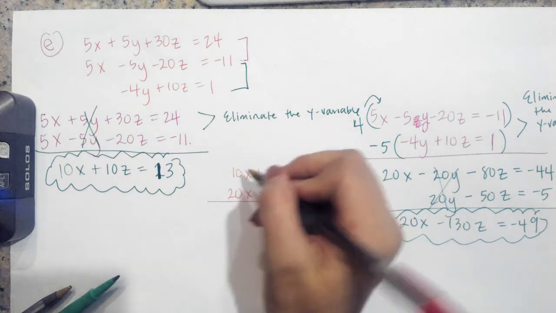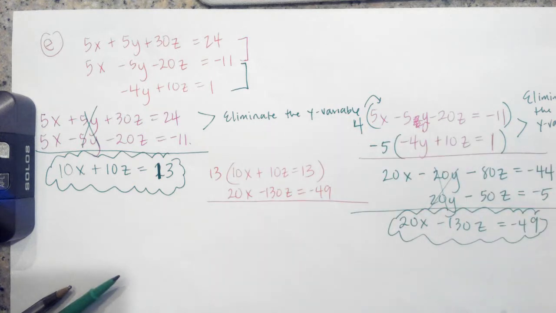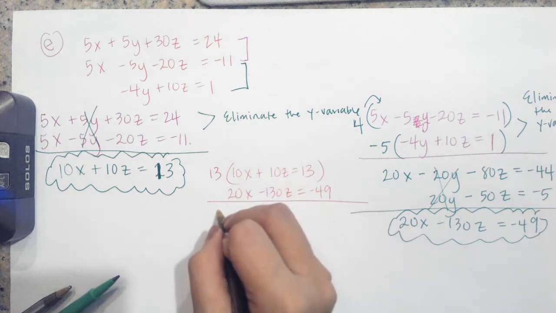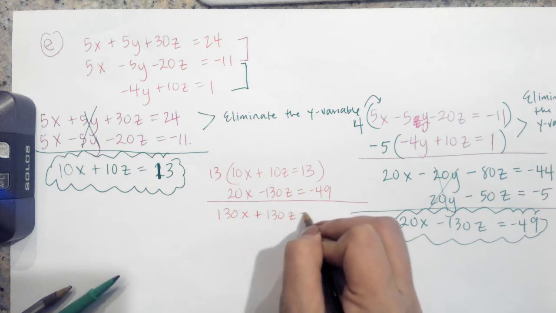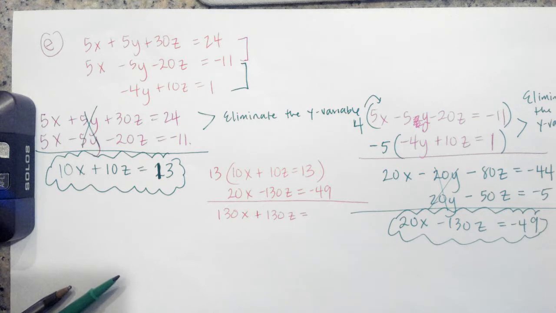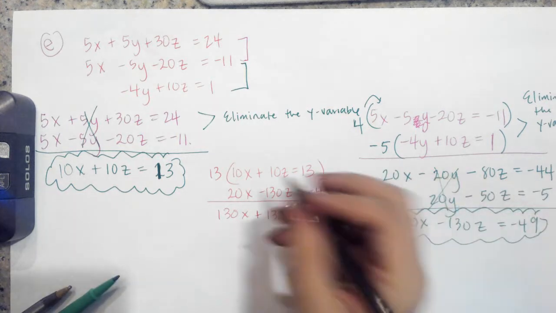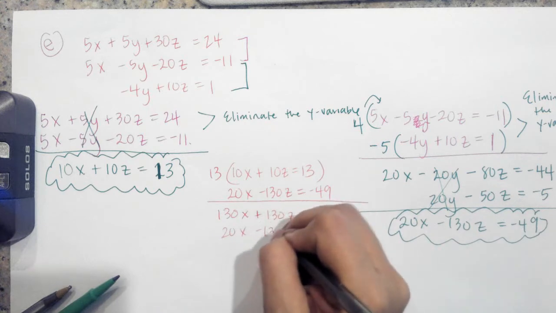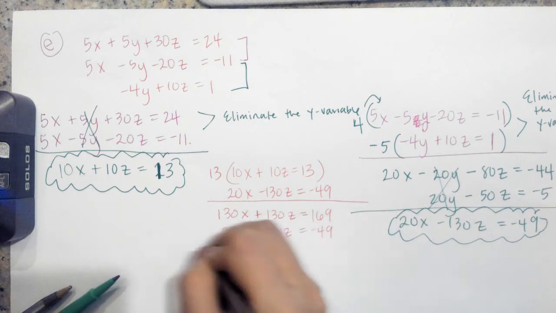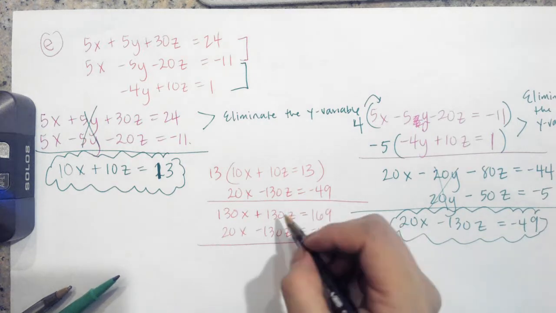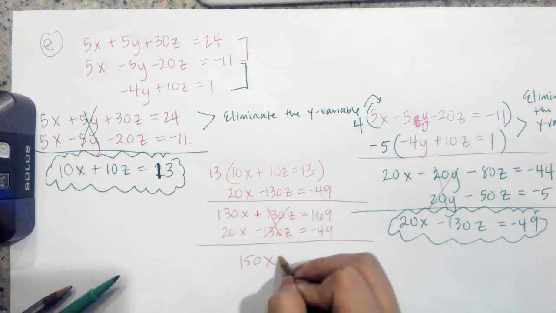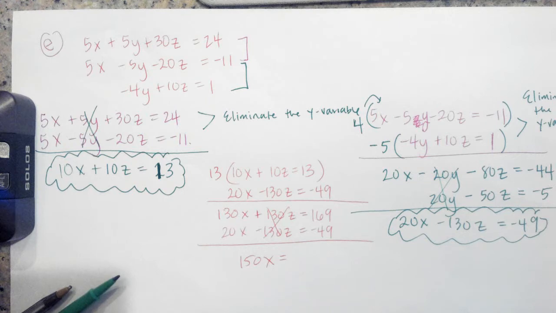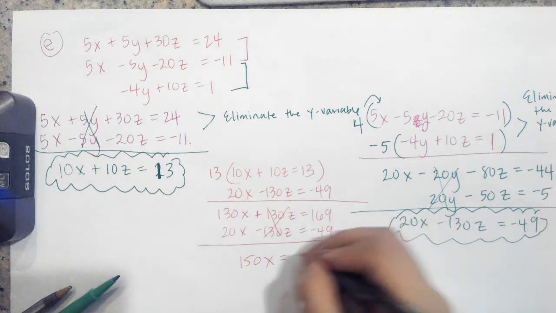So I'm going to multiply this top guy by 13, right? Because 13 times 10 will give me positive 130, and I have negative 130 down here. So this will be 130x plus 130z equals 13 times 13, guys, is 169. Then I have 20x minus 130z equals negative 49. So these guys now cancel. So 130 plus 20 is 150. And then 169 minus 49 gives me 120.